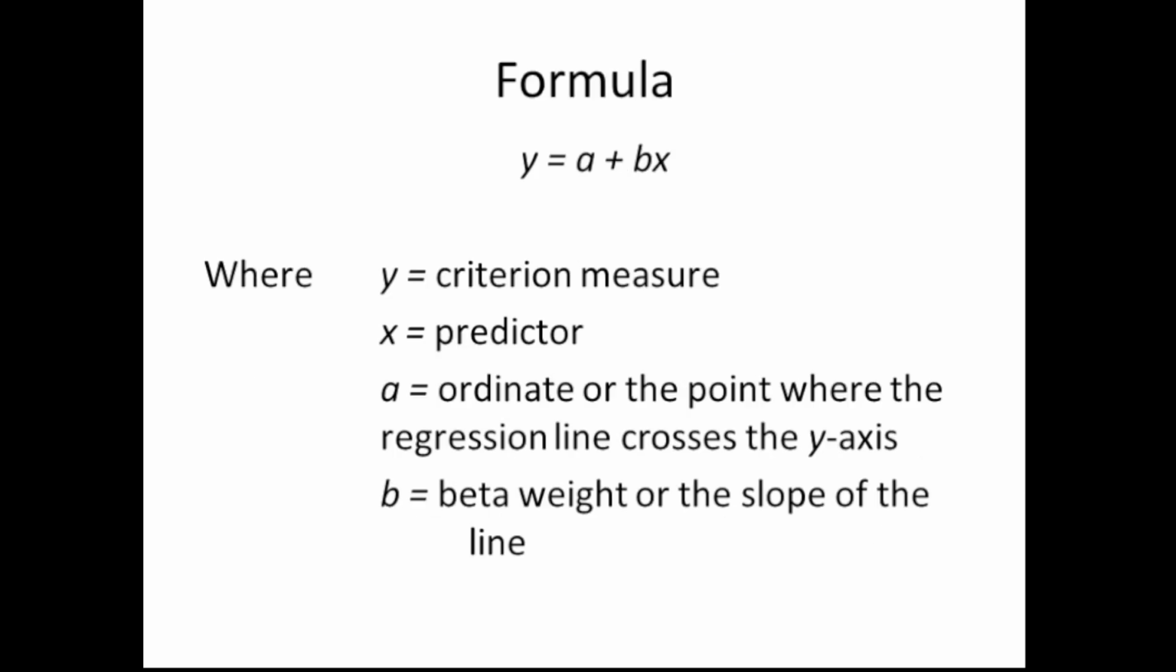Let's have an example. Okay, before the example, ang ating formula is y is equal to a plus bx, where y is equal to criterion measure, x predictors, a coordinate or the point where the regression line crosses the y-axis, b for beta weight or the slope of the line. So mapapansin nyo, we need to compute yung a at yung b. So yung b, ito po yung slope para sa ating graph.